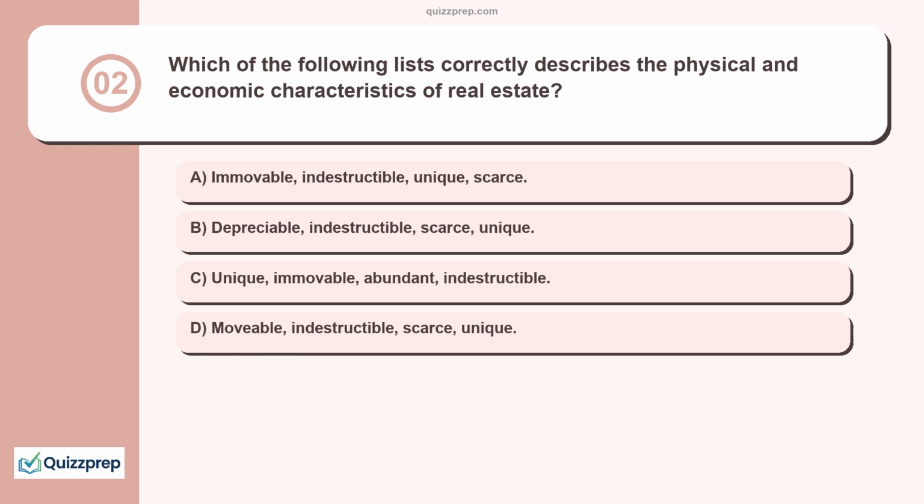Question 2. Which of the following lists correctly describes the physical and economic characteristics of real estate? Immovable, indestructible, unique, scarce. Depreciable, indestructible, scarce, unique. Unique, immovable, abundant, indestructible. Movable, indestructible, scarce, unique.